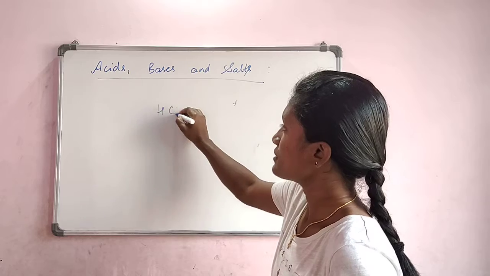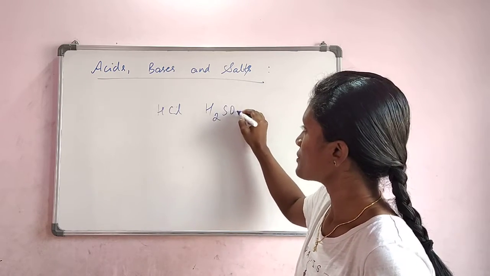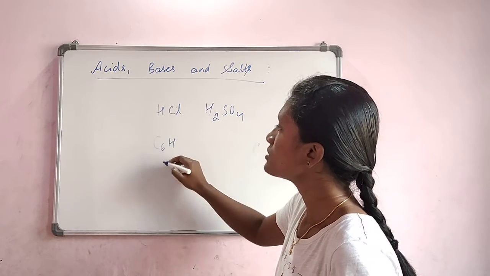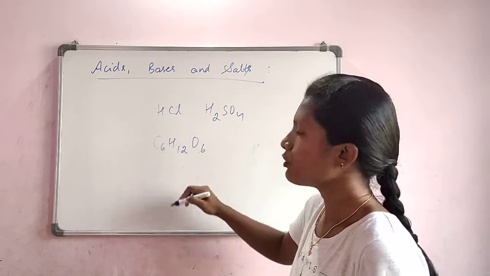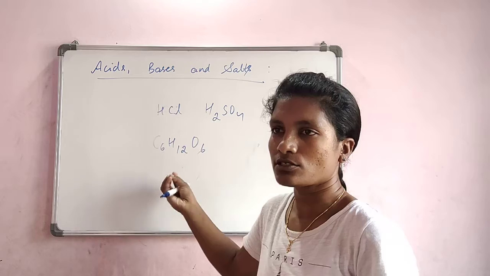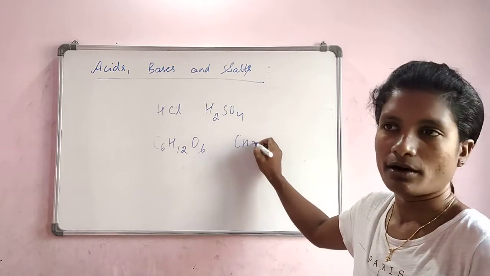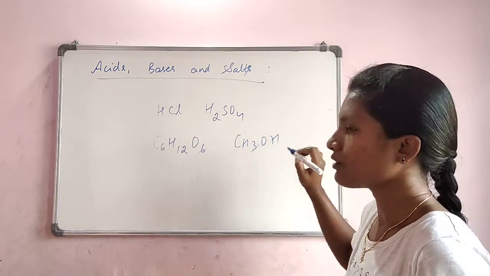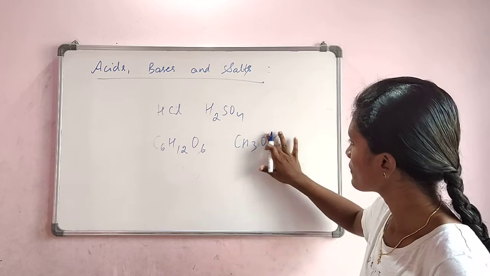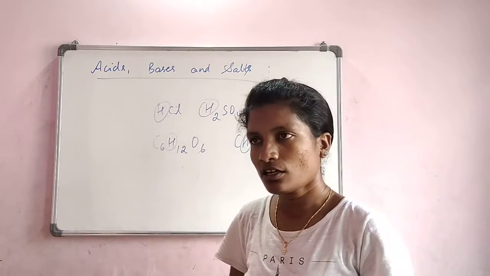So let us consider some compounds which contain hydrogen. One is HCl, hydrochloric acid. The other one is H2SO4, sulfuric acid. Then let us take glucose, C6H12O6, a compound which is used to get energy. Then let us take an alcohol like methyl alcohol, CH3OH. You can take any alcohols. If you observe, there are hydrogen ions in each of these compounds.